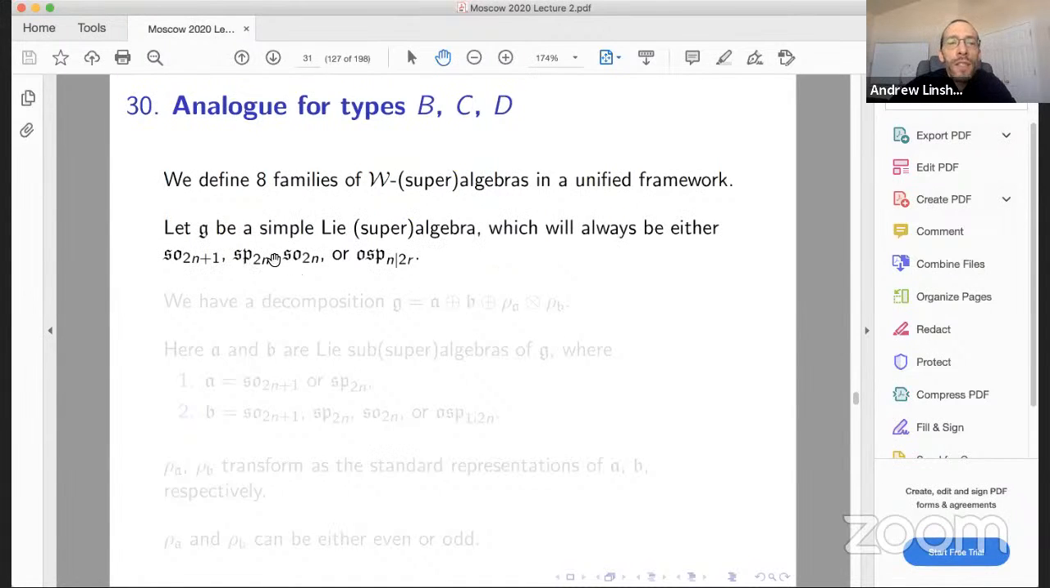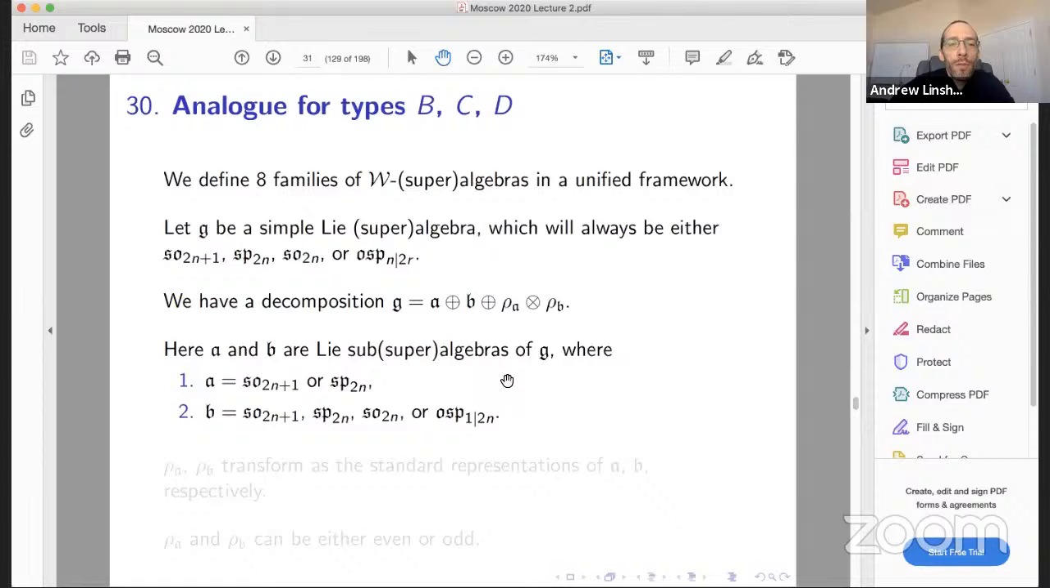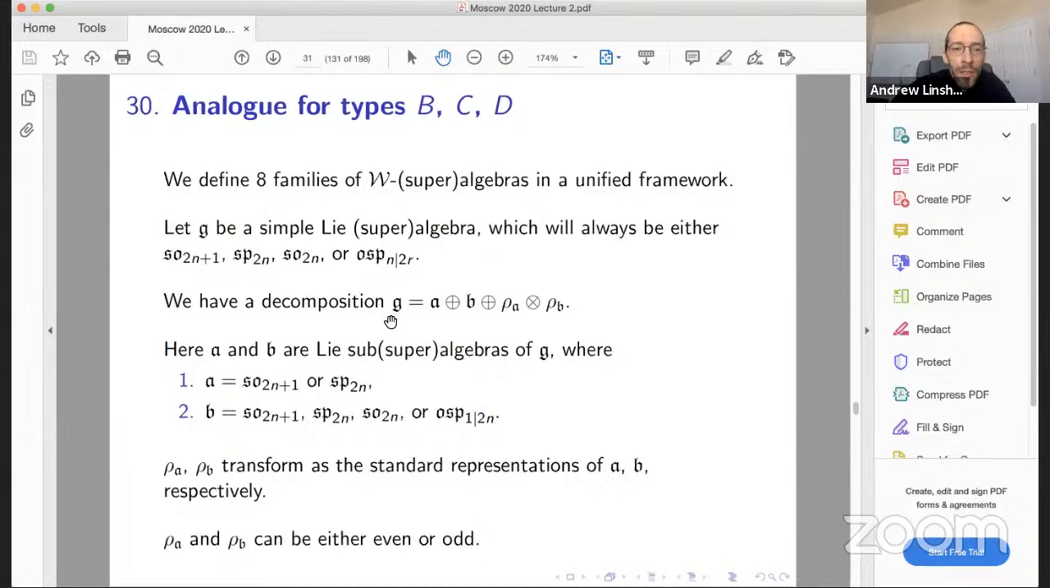So let's say that G is a simple Lie superalgebra. It's always going to be either a BC or D type Lie algebra or an OSP(N|2R). And I'm going to decompose this as a sum of 2 Lie algebras or Lie superalgebras plus some tensor product of representations. So A and B are going to be Lie subalgebras or Lie subsuperalgebras. A is actually always a Lie algebra. A is always either a B type or a C type. B can be anything. And so it'll have these 2 Lie subalgebras, and then rho_A and rho_B will be the standard representations of A and B respectively. And they can be either even or odd, right? It depends on what G was.